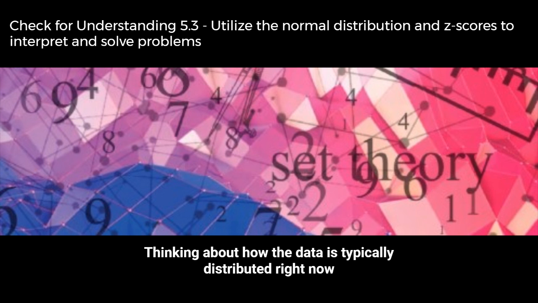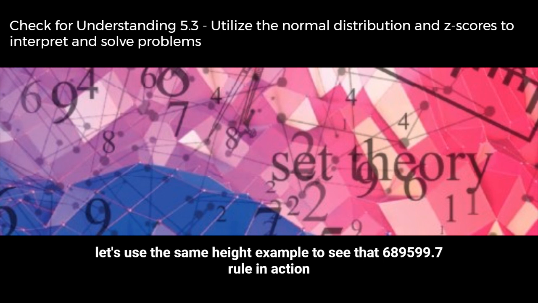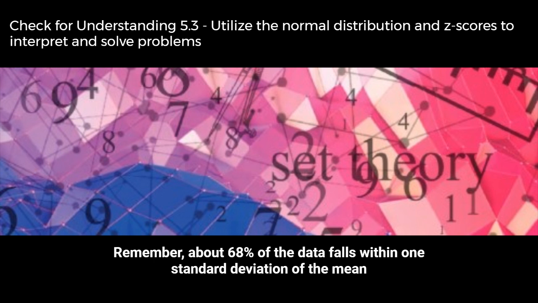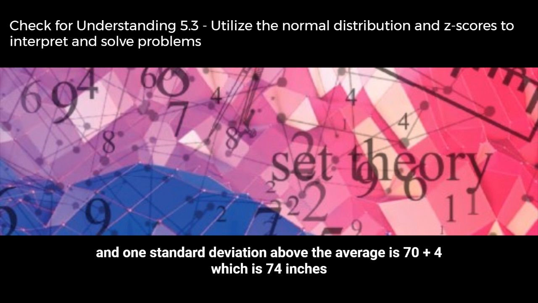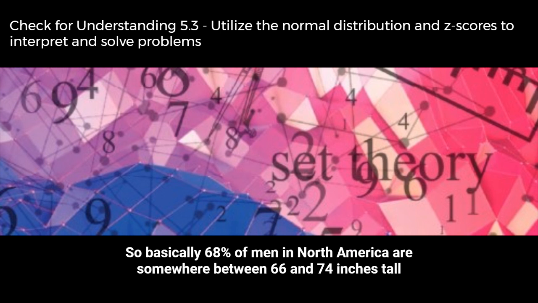Right. Now let's use the same height example to see that 68-95-99.7 rule in action. Remember, about 68% of the data falls within one standard deviation of the mean. Right. So if we go one standard deviation below the average height, we get 70 minus 4, which is 66 inches. And one standard deviation above the average is 70 plus 4, which is 74 inches. So basically, 68% of men in North America are somewhere between 66 and 74 inches tall.